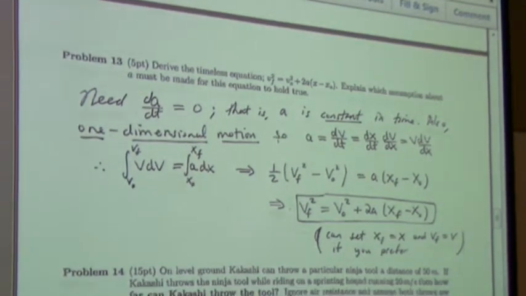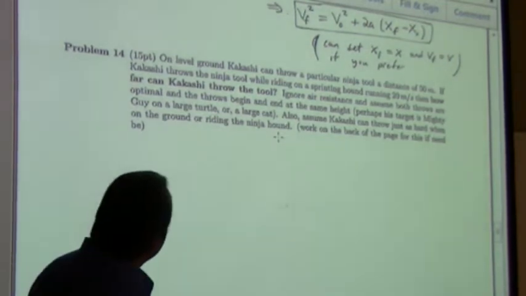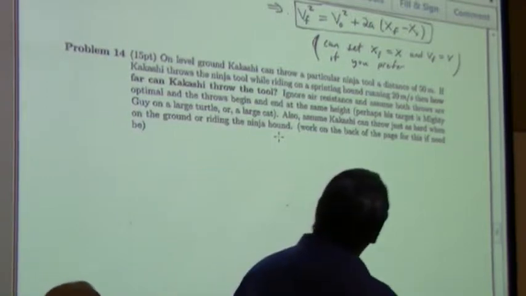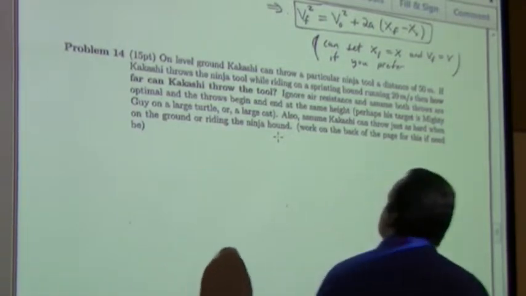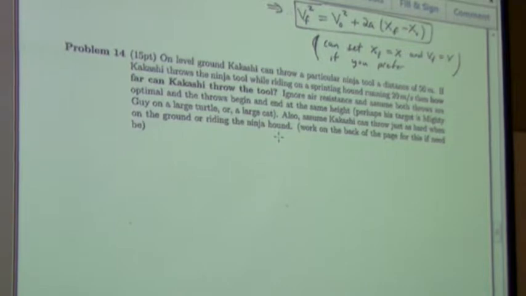Finally, Kakashi. So on level ground, Kakashi can throw a particular ninja tool a distance of 50 meters. If Kakashi throws the ninja tool while riding on a sprinting hound, running 20 meters per second, then how far can Kakashi throw the tool? Ignore resistance, assume both throws are optimal, and that the throws begin and end at the same height.